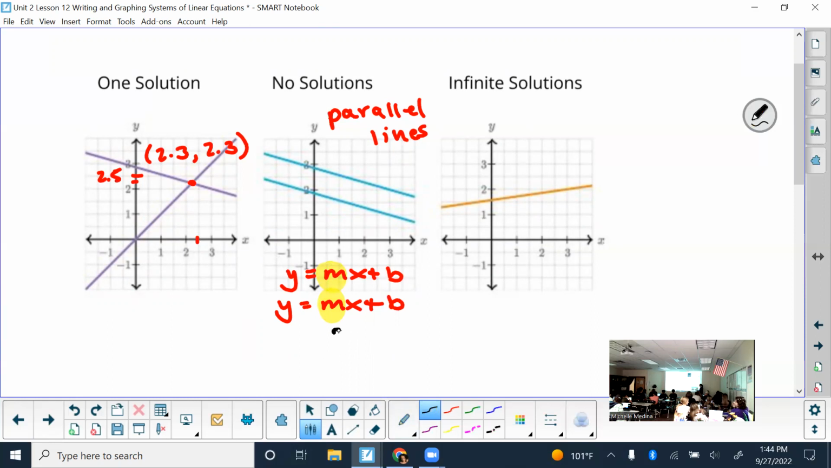So if I have two lines in slope intercept form, and I see the slopes are the same, I automatically know that there's no solution. And they have to have different y-intercepts, clearly, you can see that they cross the y at different spots. They have to have different y-intercepts, otherwise, what?